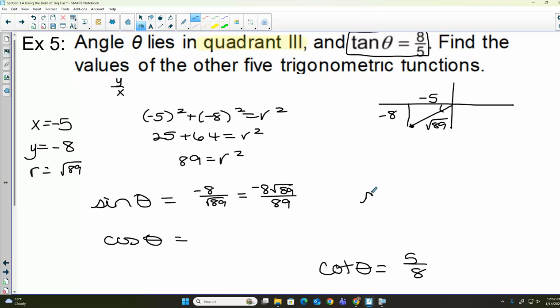Reciprocal of sine is cosecant. Probably easier to do the reciprocal before we move the radical, or just think r over y, so we get negative radical 89 over 8. Cosine, x over r, so negative 5 over radical 89, or negative 5 radical 89 over 89.